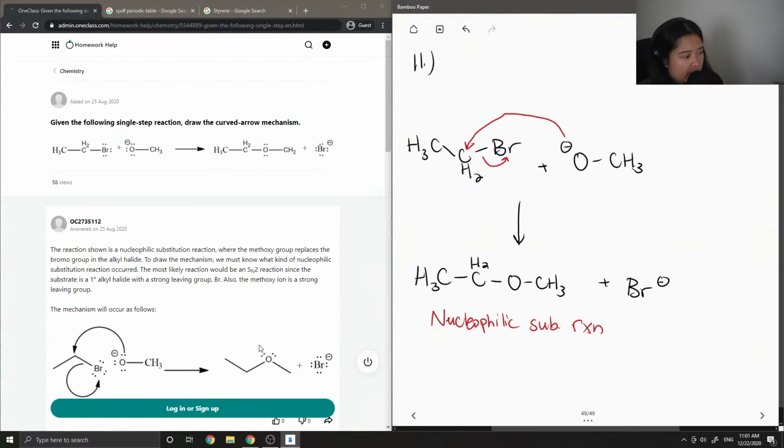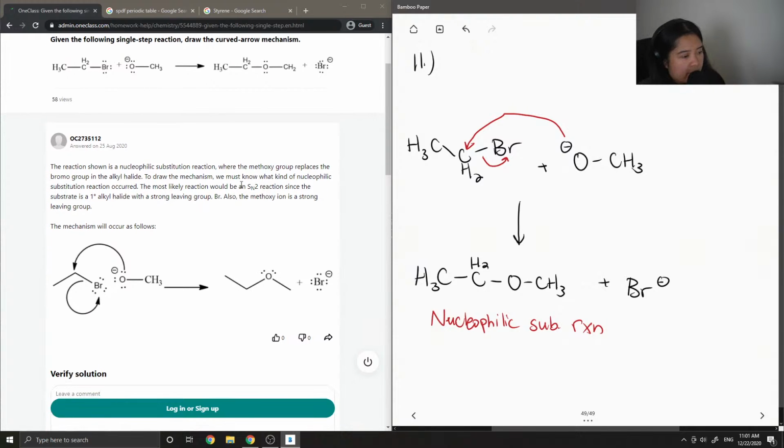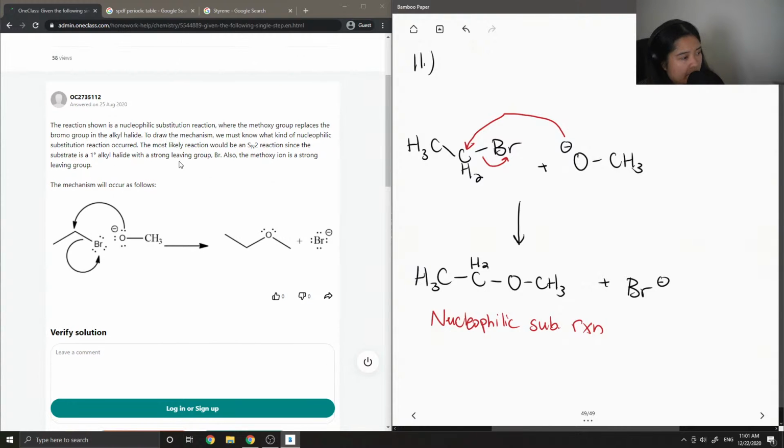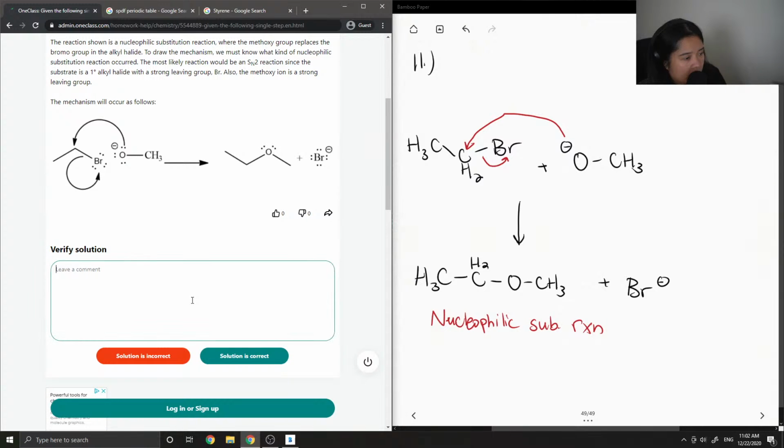And the junior tutor said, the reaction shown is a nucleophilic substitution reaction where the methoxy group replaces the bromo group in the alkyl halide. To draw the mechanism, we must know what kind of nucleophilic substitution reaction occurred. Most likely reaction would be SN2 since the substrate is a 1-degree alkyl halide with a strong leaving group, bromine. Also, the methoxy ion is a strong nucleophile. And the mechanism will occur as follows. Yep, so this solution is correct.